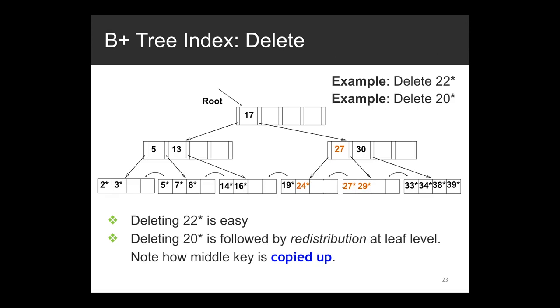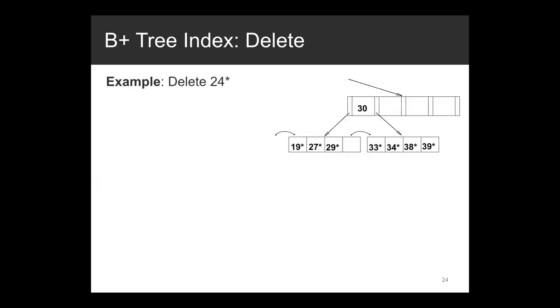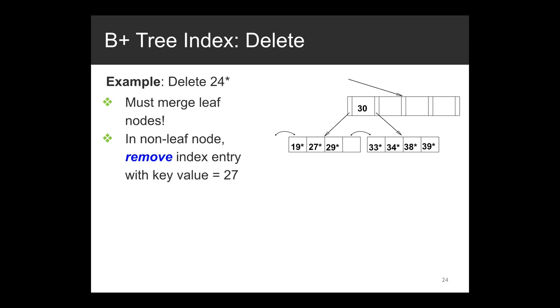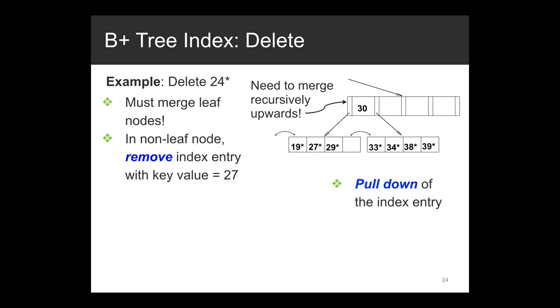All of these entries here are less than 30. All of these entries here are greater than or equal to 30. And so now this is the temporary state of the tree. But this is not a root node. You cannot have less than 50% occupancy for a non-leaf, non-root index page. And so after merging these leaf nodes, you remove this entry in the parent, and now you need to recursively merge upwards.